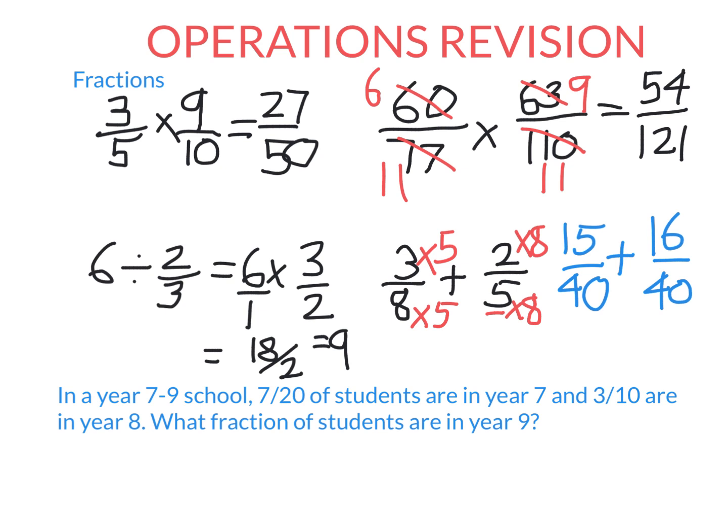3 over 8 and 15 over 40 are equivalent. They're both equal to 0.375. Similarly, 2 over 5 and 16 over 40 are equivalent. Both are equal to 0.4.